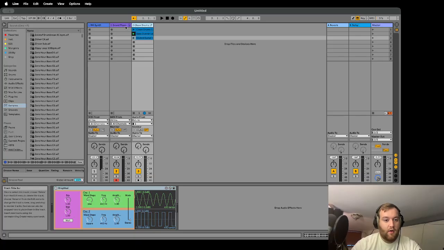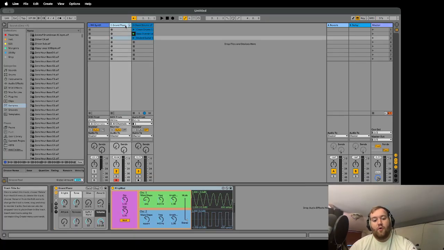So let's begin. Some of you probably already know what a ring modulator is, or a ring mod, but for those that don't, I'll explain real quick. A ring mod takes a simple waveform, like this sine wave or this square wave, and it multiplies it by an incoming audio signal.